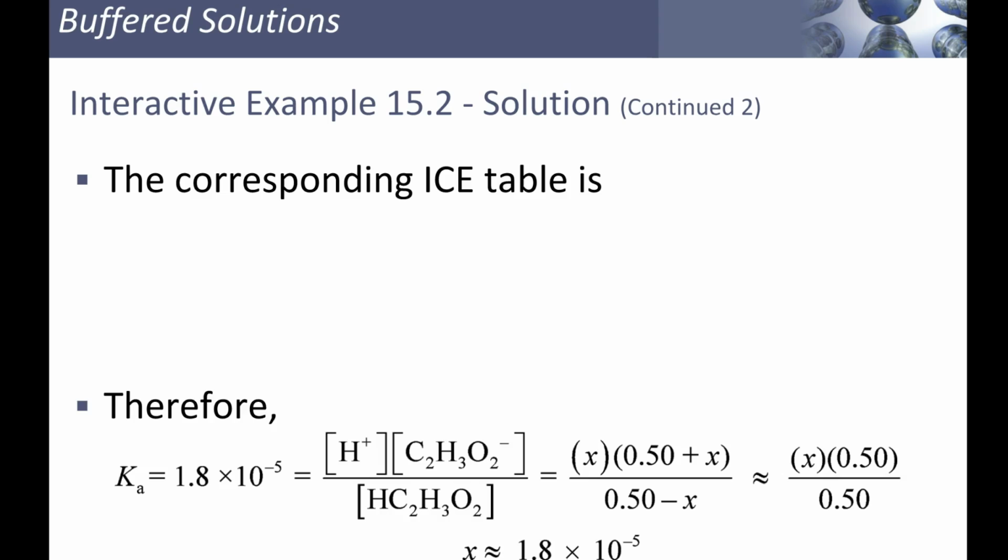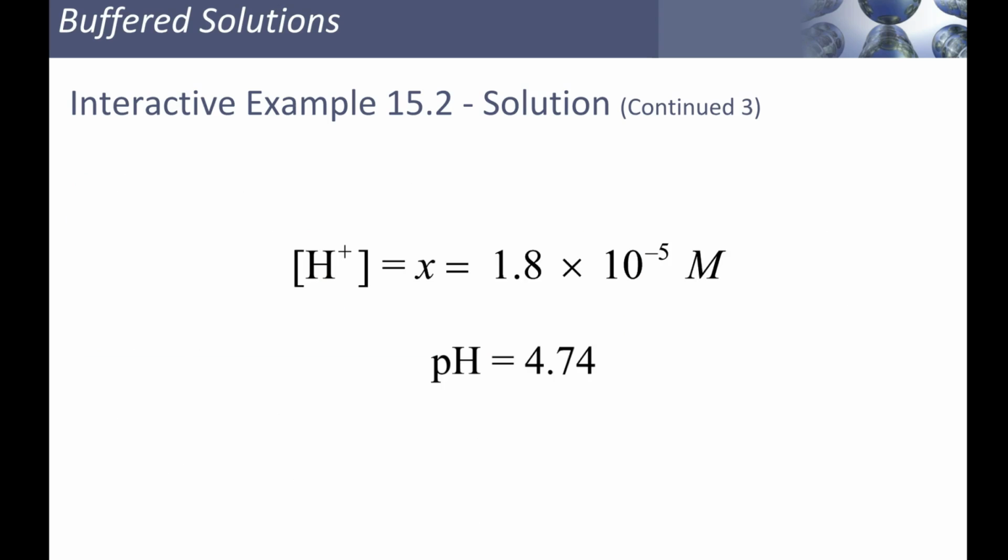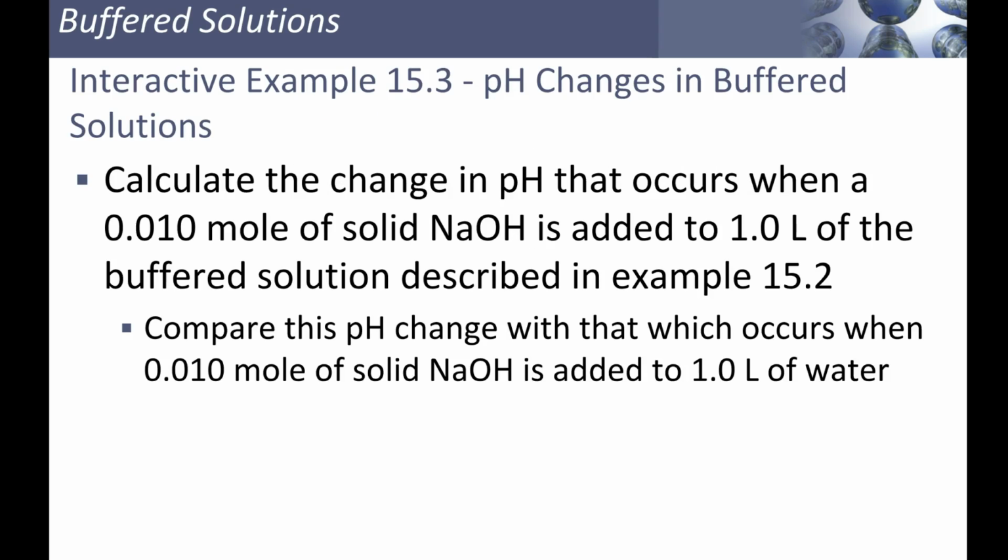You do the same thing you've done before, right? And you can ignore the minus x and plus x because you're dealing with such a tiny Ka. And you solve for x. Once you solve for x, you find it to be 1.8 times 10 to the negative 5. That gives you a pH of 4.74. Just like the last problem we've done, the Ka is the same as the concentration of H. Why? Because both your concentrations were the same, and because you ignore the minus x and plus x, they cancel. Okay?